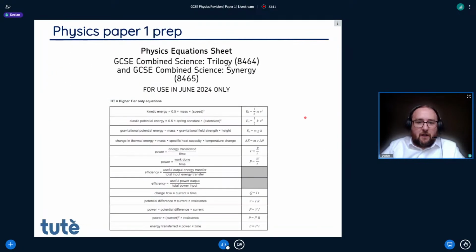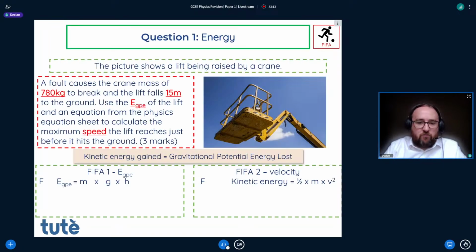Our kinetic energy equals, and then we write them down. So we're going to write them down into our formula section for each box. So our first one, our FIFA 1, we know how to work out our gravitational potential energy. And our FIFA 2, we know how to work out the kinetic energy to get the velocity. That's our end goal here, that velocity. So looking next, our next step, we want to do our first equation. So our first equation, we want to insert our numbers.